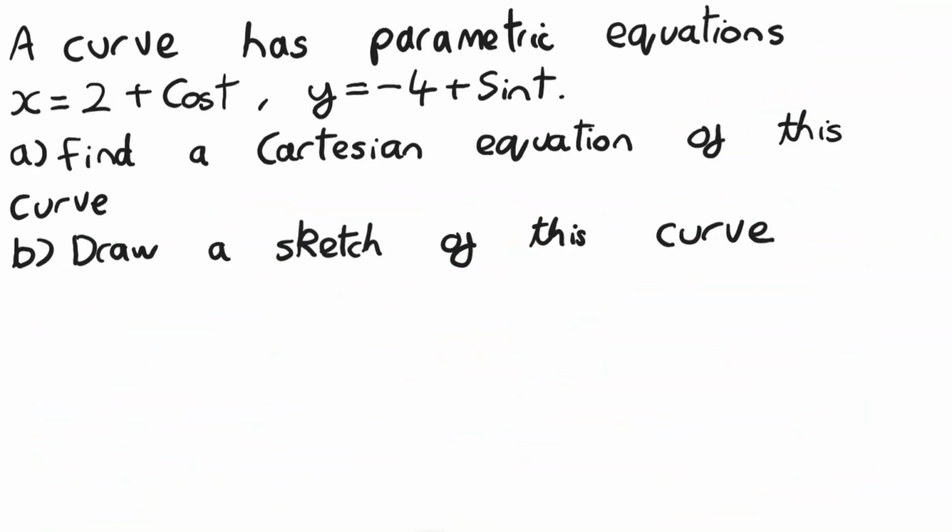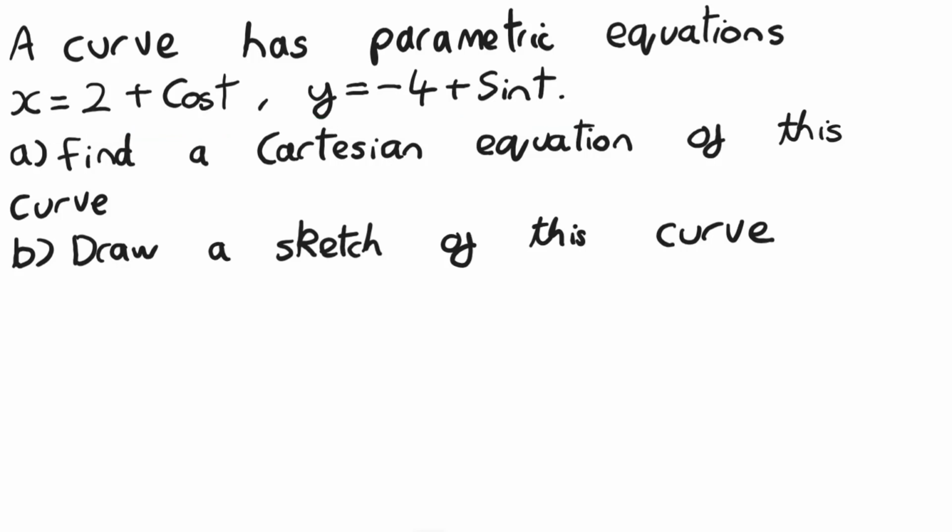If you have parametric equations involving trig functions, rather than doing a straight substitution like we've seen in this video, where we start with the x equation, make t the subject, and then sub this into the y equation, we can instead use trig identities that we've learned in previous chapters in order to form a Cartesian equation. So here's an example of this, where we're told that a curve has parametric equations x is equal to 2 plus cos t, and y is equal to minus 4 plus sin t. And for part A, we need to find a Cartesian equation of this curve.